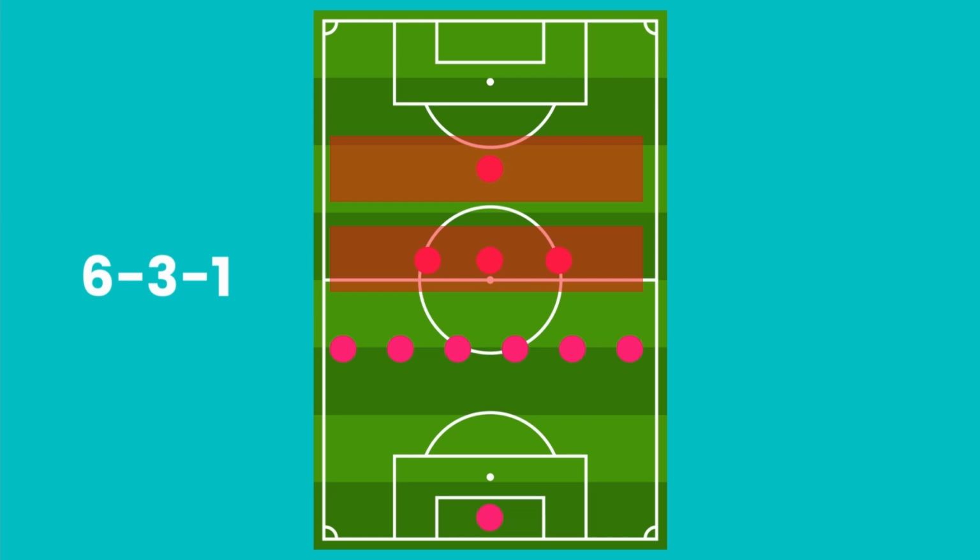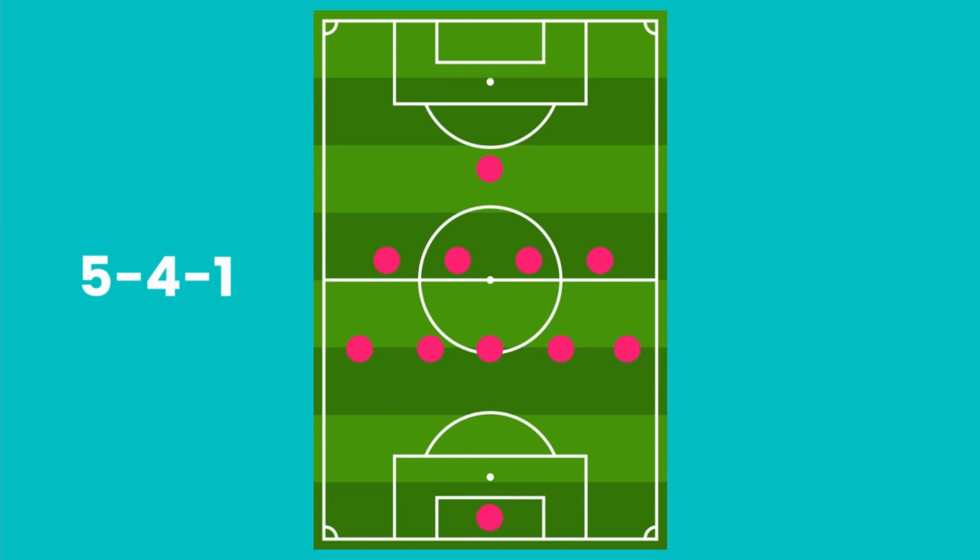Not for nothing did the small Darmstadt bring this variant into the Bundesliga. They defended against individually stronger opponents with a 6-3-1, 5-4-1. Not quite as radical, but also defensively oriented, is the 5-4-1 formation.